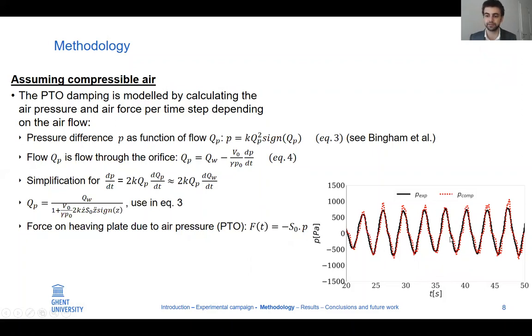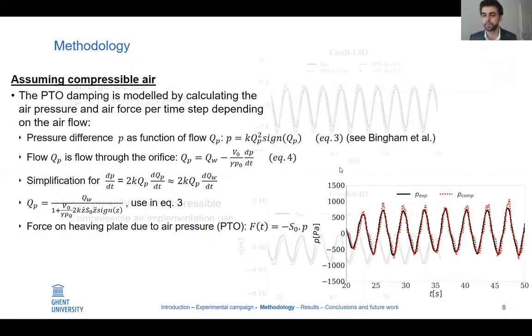The pressure calculated with QP is then checked with the experimental data of the pressure. And as can be seen in this figure on the right, it's clear that the formula and experiment fit well.